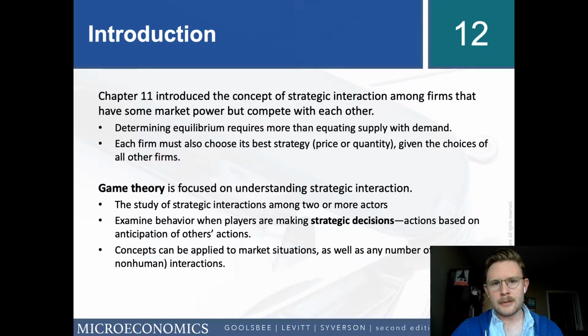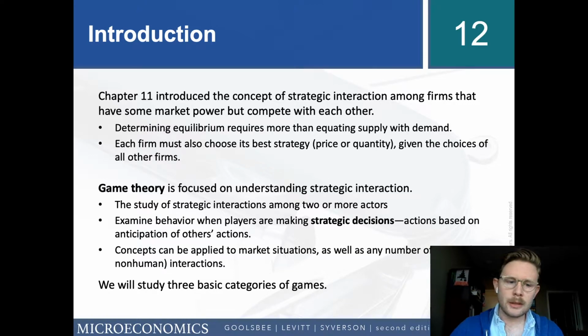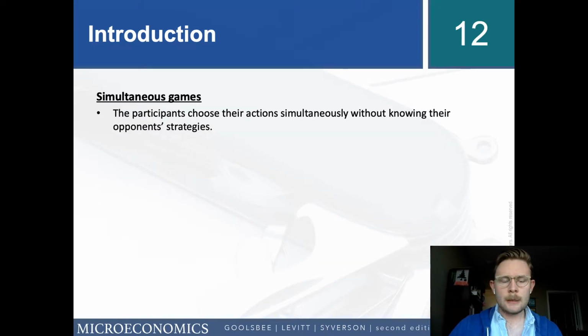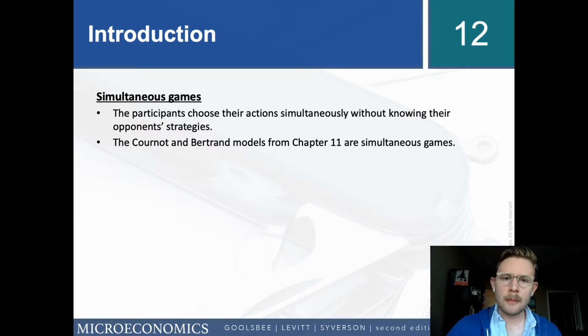These concepts can be applied to market situations and a whole table of human and non-human interactions. We're going to study three basic categories of games. The first one is simultaneous games. The participants choose their actions simultaneously without knowing their opponent's strategy. The Cournot and Bertrand models from the last chapter are simultaneous games. This is sort of the classic prisoner's dilemma that you probably saw in your principles of micro courses.